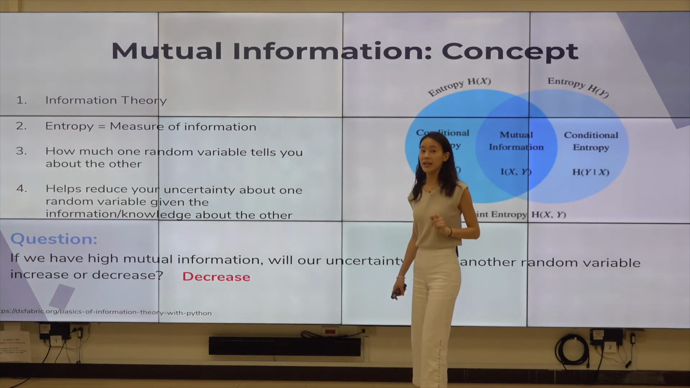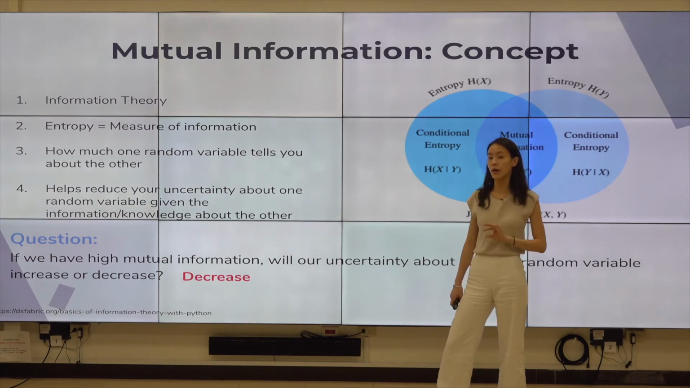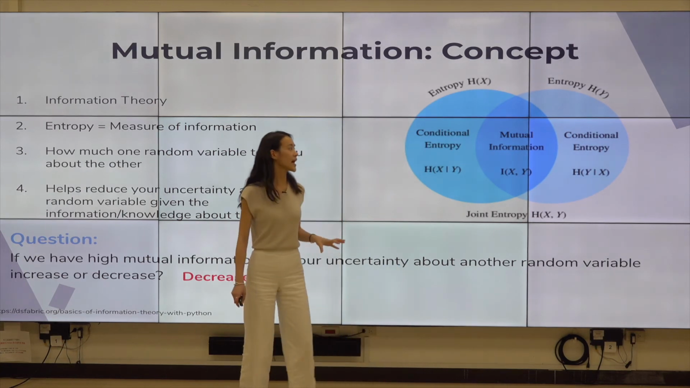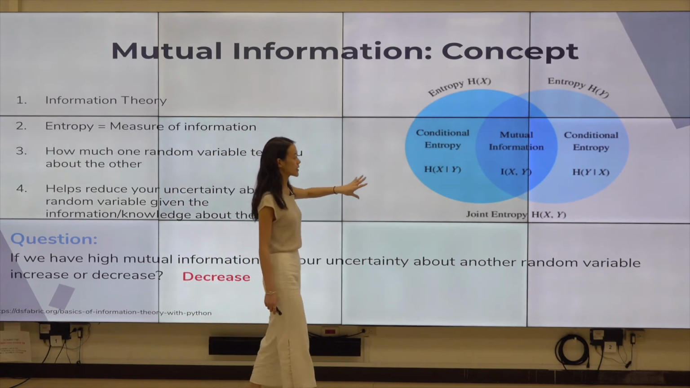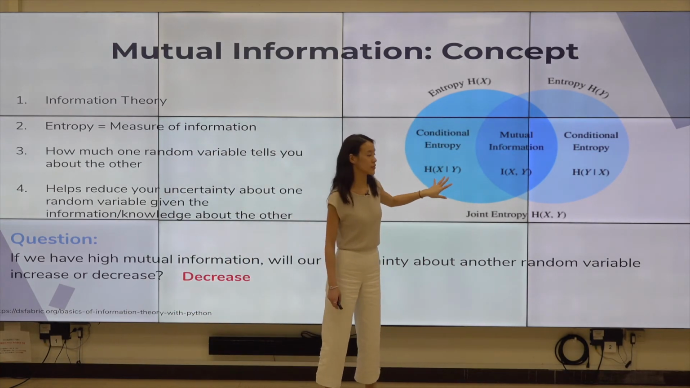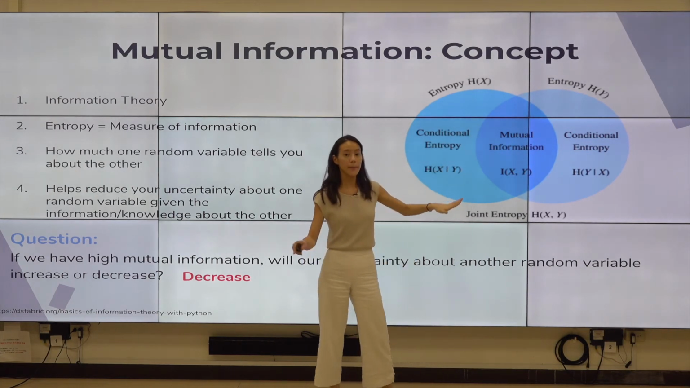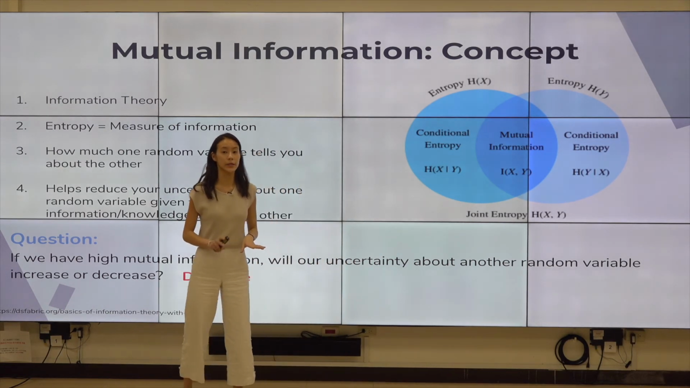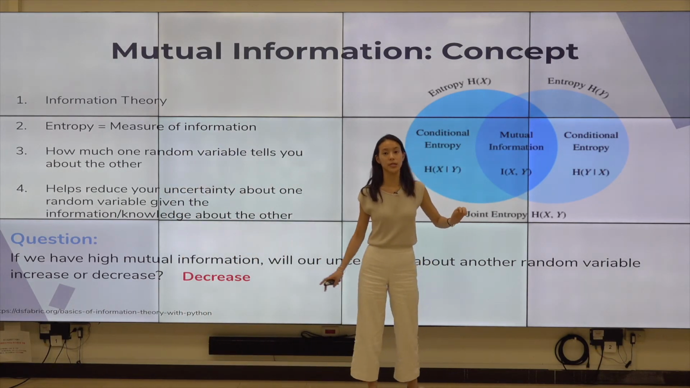Mutual information allows us to learn how much one random variable tells us about the other. It helps us reduce our uncertainty about one random variable given the information or knowledge about the other. What this actually means is, let's look at this diagram on the side. Let's say we had this original image on the left, or this original h of x. And moving that h of y closer together, we would know more and more about the right random variable, for example, by overlapping it. So this mutual information in the middle is where we're able to determine the two things.